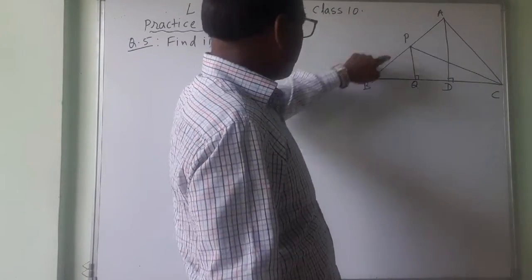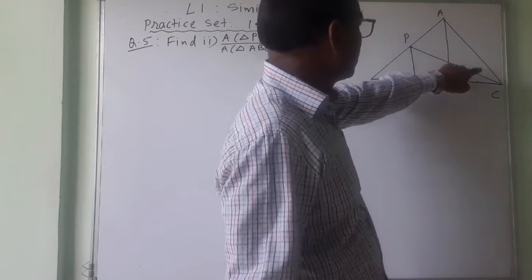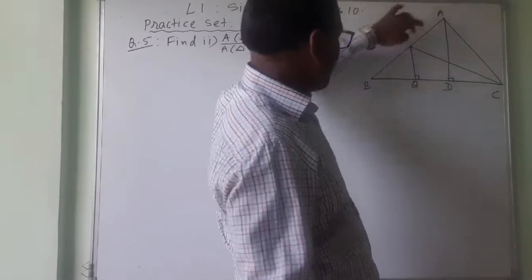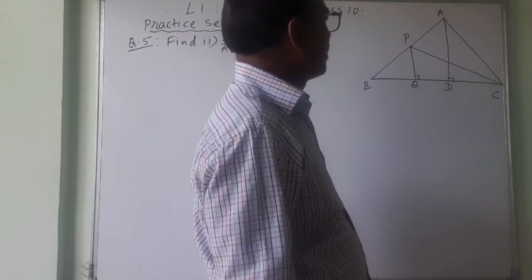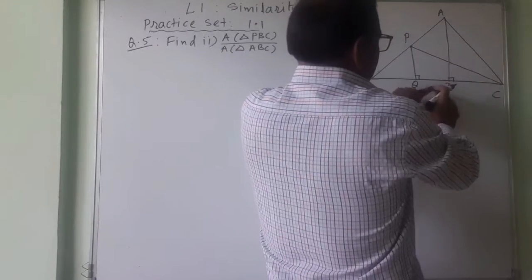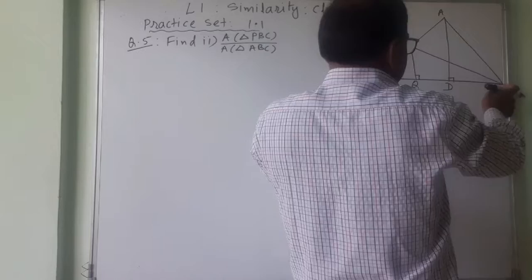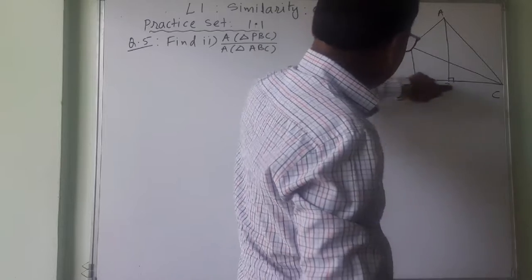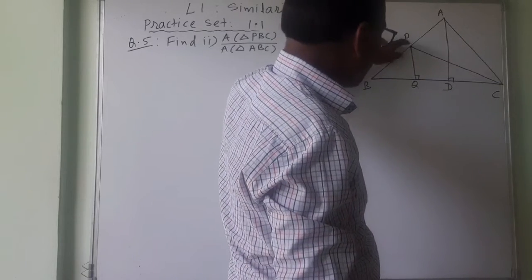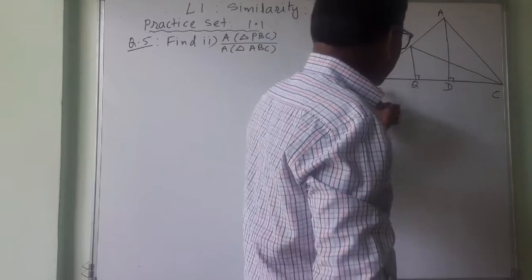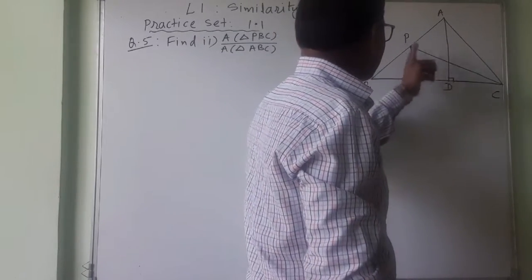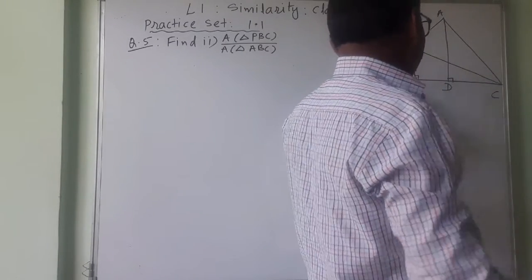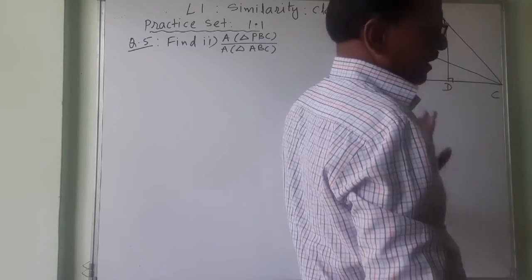PBC means this triangle, and triangle ABC. In PBC, BC is the base. In ABC, BC is the base. The base is the same. Now what is the height of PBC? P is the vertex. From that, PQ is the perpendicular. So when BC is the base for this triangle, PQ will be the height. For the bigger triangle ABC, the base is the same BC. The height is AD.